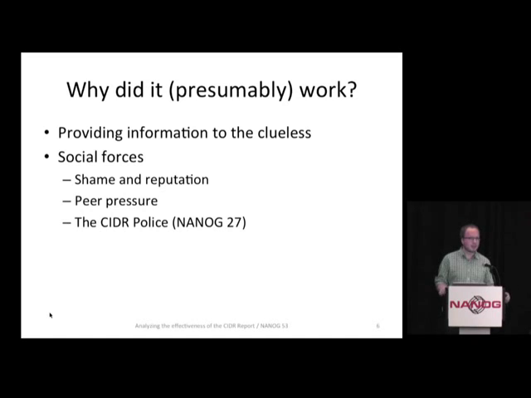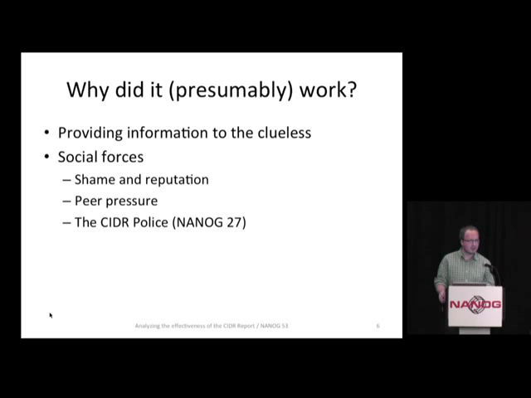And so why did it work? This is very hard to ascertain with any certainty, but talking to operators and other people in the community, these are some of the things that they felt were the reasons why the CIDR report actually had the effect that it did on operators. First off, if you were just clueless and didn't realize that there was a better way that you could announce your routes, when your name popped up on the CIDR report, it provided some information to you about that. And then because it was sent to the entire NANOG list, and because everyone was able to see who the other top 30 were on the list, the social forces in this community were also able to have some effect on operator behavior.